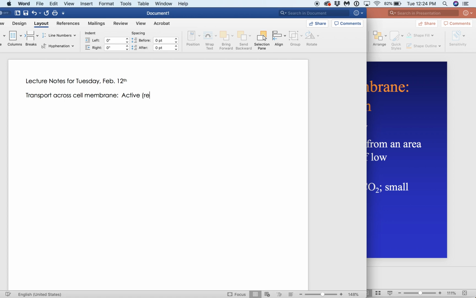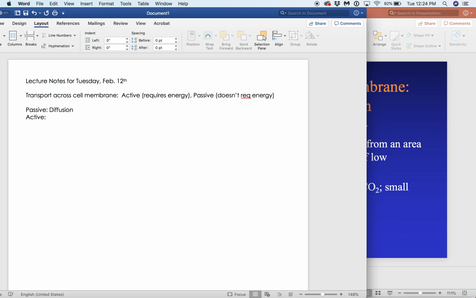Active requires energy. Passive doesn't require energy. Oh, lucky you guys get to watch me type. All right. Examples of passive include diffusion, which is just movement of a molecule from an area where it is highly concentrated to an area where it is less concentrated. Passive, it happens passively, no energy input is required.